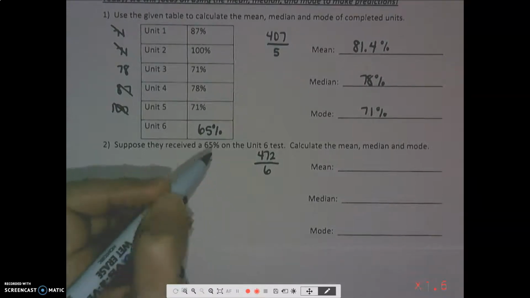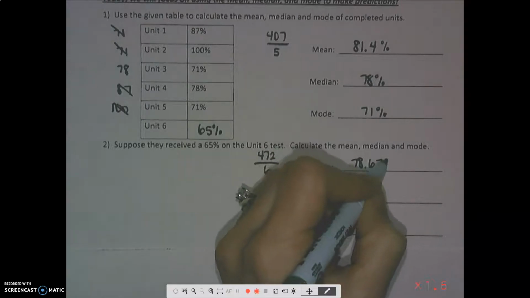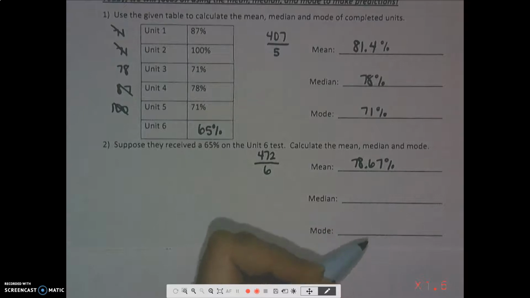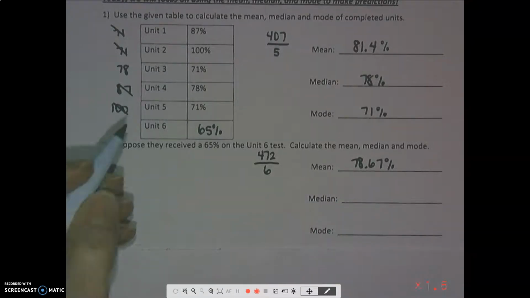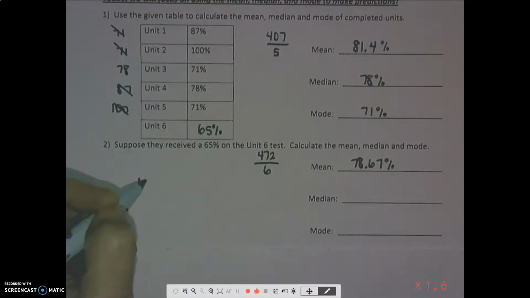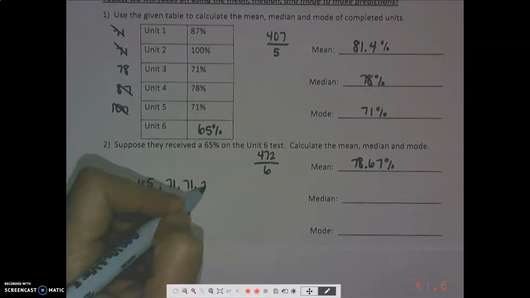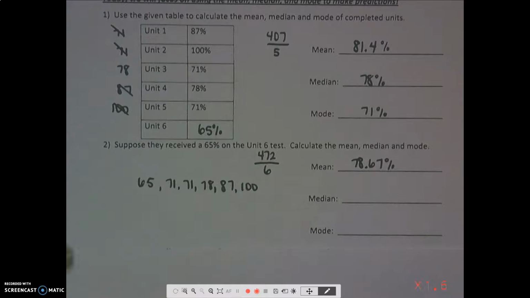When we do that calculation and we round, we're going to get 78.67%. So it does give you 0.6 repeating, okay, but we're going to round that to 2 decimal places. So 0.67 is great. For median, we're going to put them in order from least to greatest. So we're going to put that 65 first, and then all of our other ones that we already had listed from least to greatest are good to go.